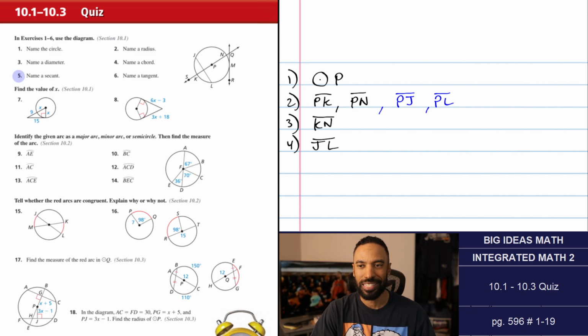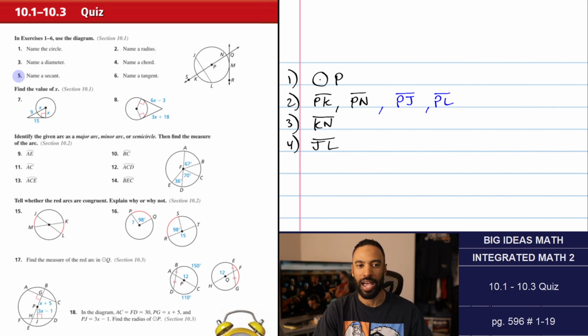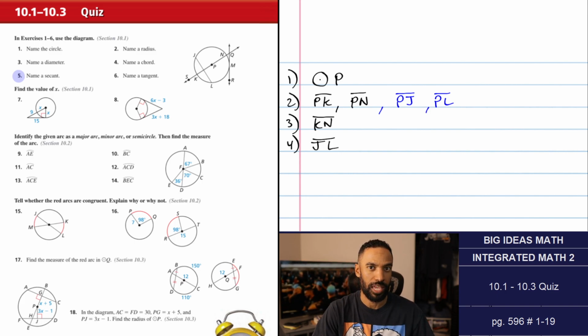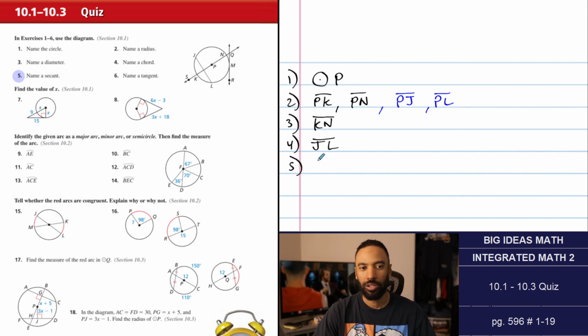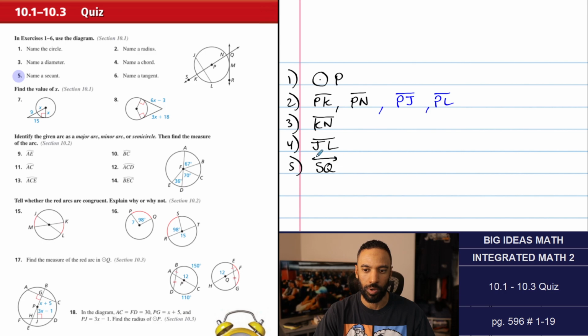Number 5, name a secant. A secant is a line that intersects your circle at 2 points. It goes in, out, and through. So for instance, this one right here, from S through K and P and N and through Q and onward like that, this is a secant line. It goes through twice, or it touches the circle twice. So I'll go with points we haven't named before. I'll call this line SQ. That one works out for me.